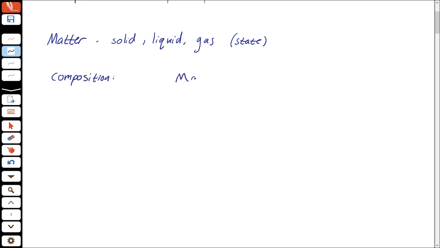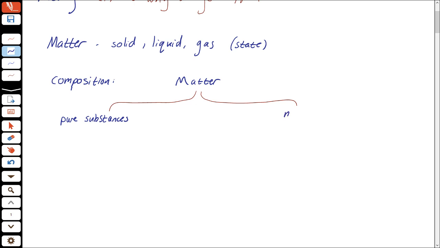So we'll make a little flowchart type thing here. All matter can be split into two different categories. We have pure substances and mixtures. That makes sense, right? That kind of separation. Either something is pure or it's a mixture of pure things.